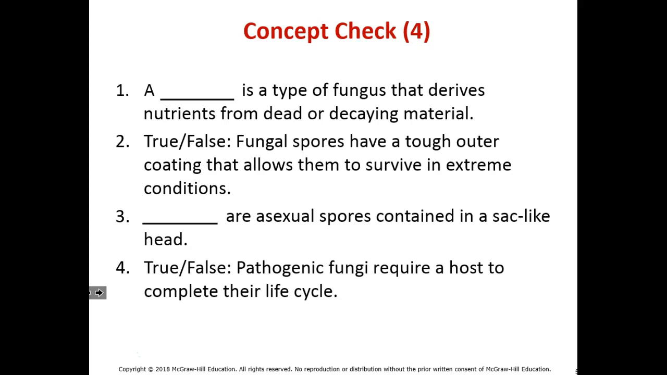What is the type of fungus that derives nutrients from dead or decaying material? True, false. Fungal spores have a tough outer coating that allows them to survive in extreme conditions. True? You remember our going over that in this section?